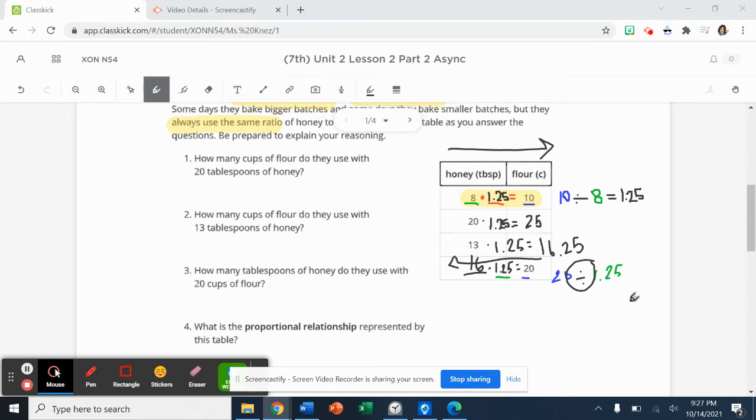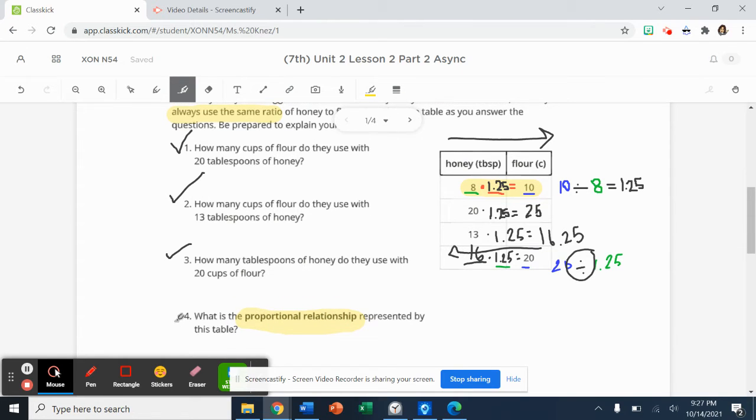Okay, so we left off in the last video finishing up the table. That answers questions 1, 2, and 3. Question 4 says, what is the proportional relationship represented by this table? So this question is basically asking you, the relationship in this table is between what and what?